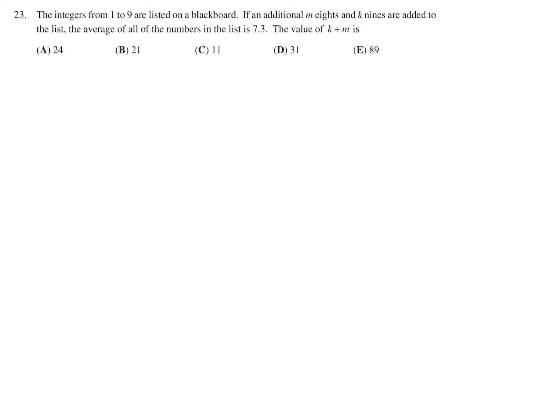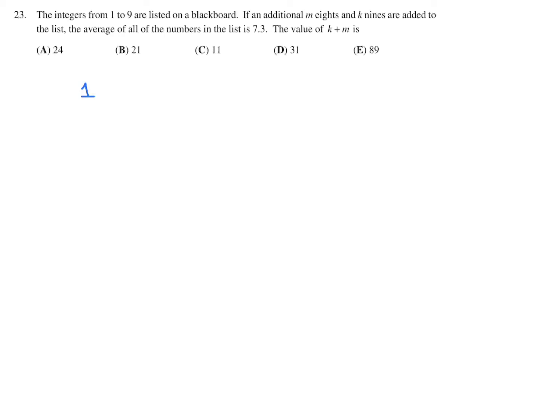The integers from 1 to 9 are listed on a blackboard. If an additional m 8s and k 9s are added to the list, the average of all the numbers in the list is 7.3. The value of k plus m is.